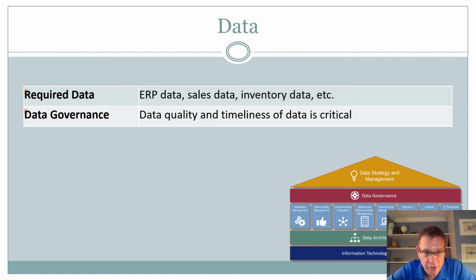So let's look at your data. Some of the required data you would have would be your ERP, enterprise resource planning data, your sales data, your inventory data, your financial data, any of your claims and billing data would all be required in all of this. And your data governance, what we talked about with general data governance, would all apply here. Your data quality is going to be critical. Your timeliness is going to be critical. The different data elements are going to be critical.